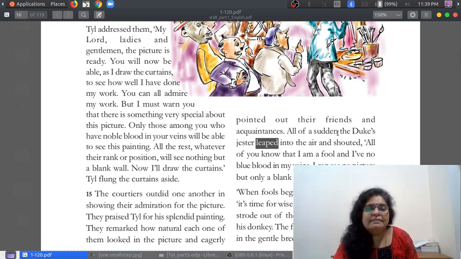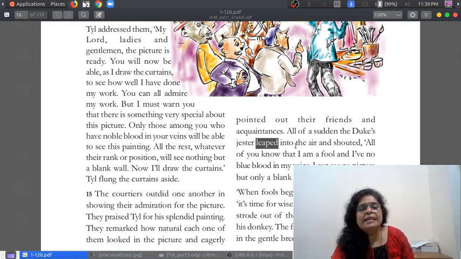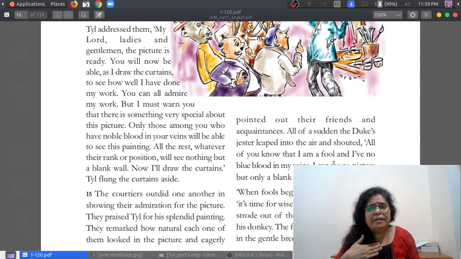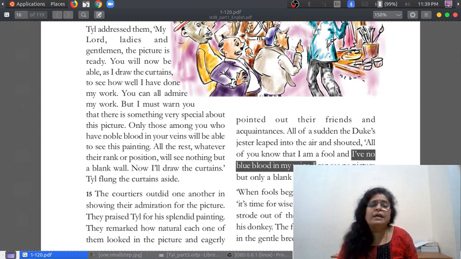All of a sudden, the Duke's jester leaped into the air and shouted, "Fool, jester, joker! All of you know that I'm a fool, and I have no blue blood in my veins." Blue blood, noble blood, royal blood. I have no royal blood.